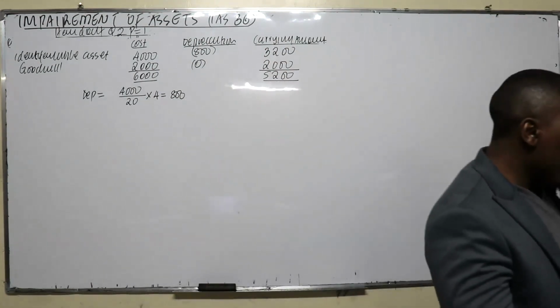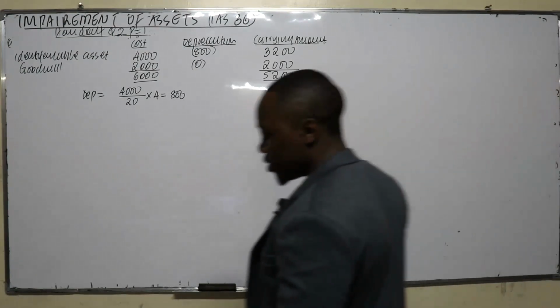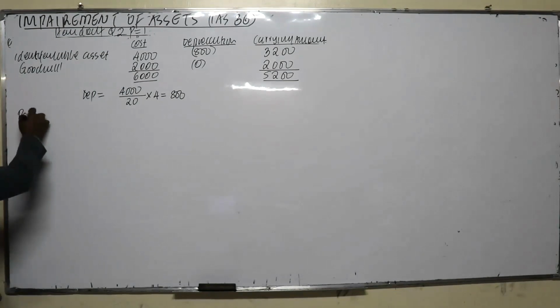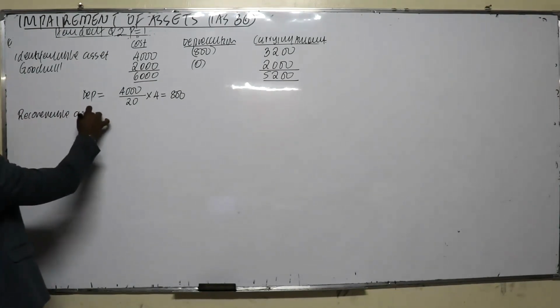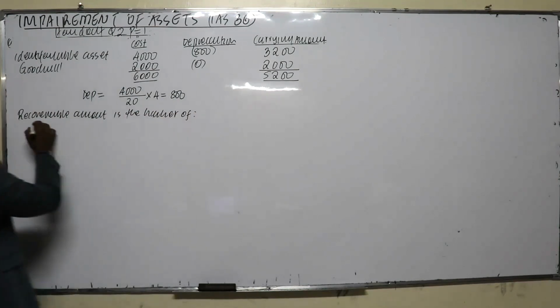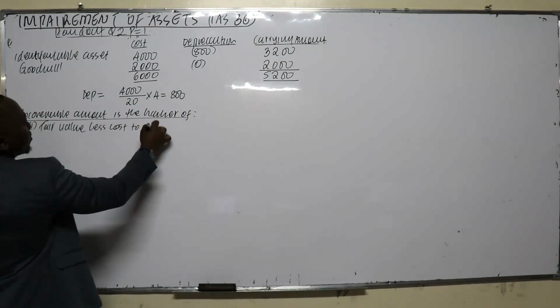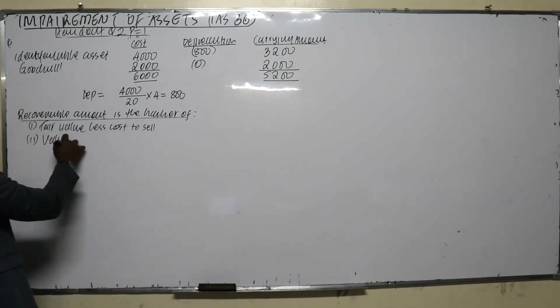Good. We repeat that again. At the end of year 4, the government export restriction was introduced. The fair value less cost to sell for the operation of country A cannot be estimated since a buyer could not be found. So how do you get the recoverable amount? We say that the recoverable amount is the higher of, number 1, the fair value less cost to sell, and the value in use.